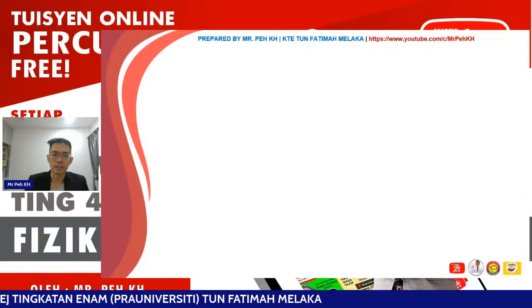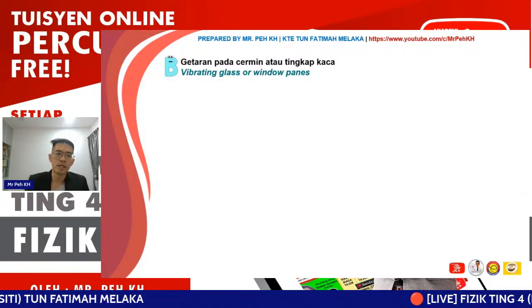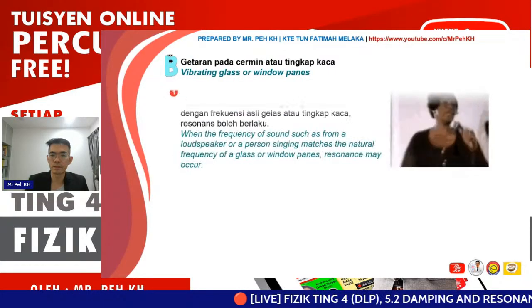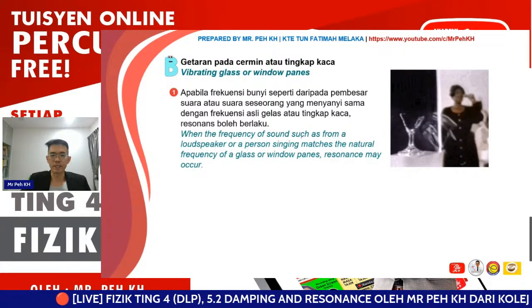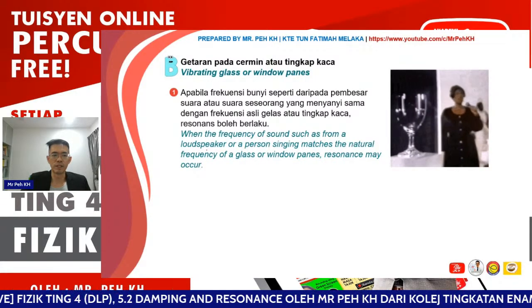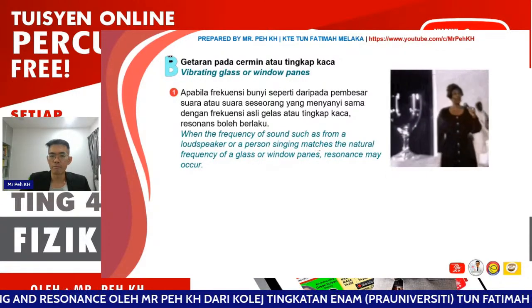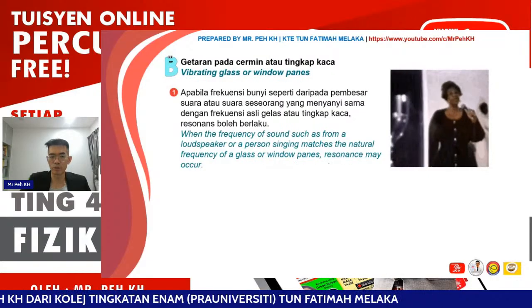Okay, then the next bad effect of resonance will be here: vibrating glass or window panels. You can see when the frequency of a sound, such as from a loudspeaker or a person singing, matches the natural frequency of the glass or window panel, resonance may occur.